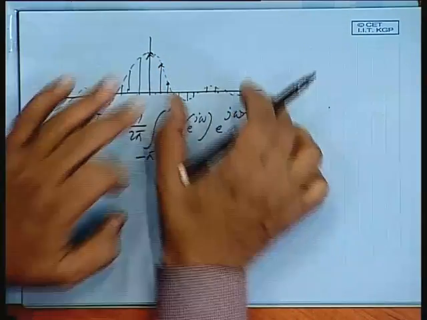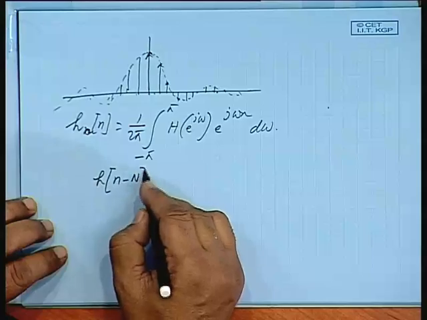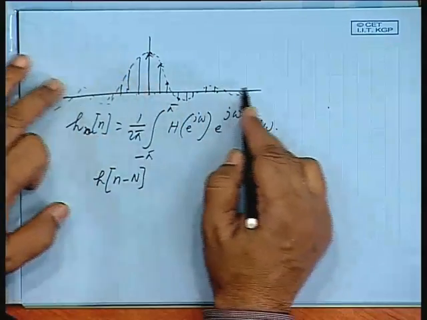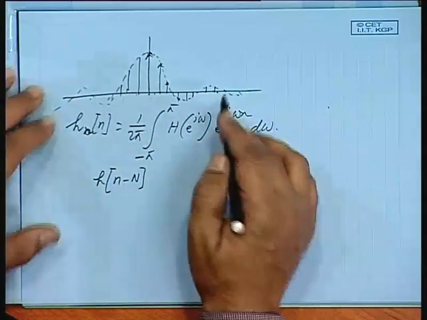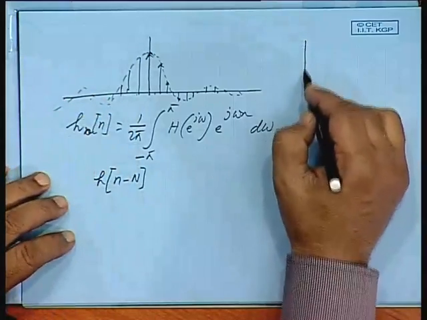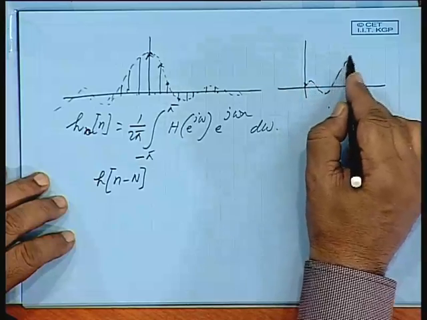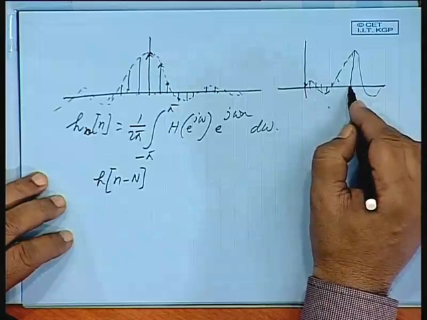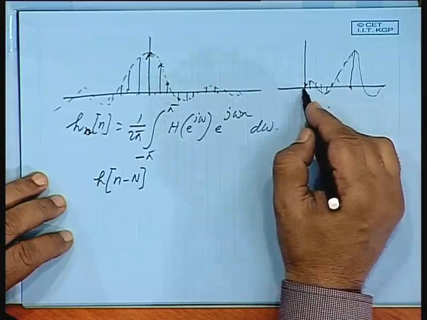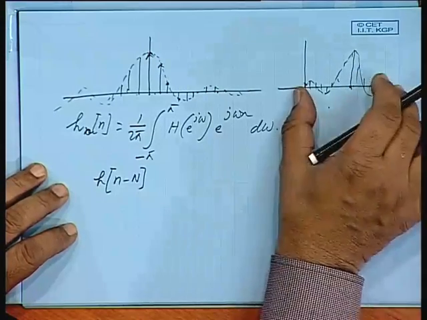Now, if I give a shift of 10 steps, what happens? The h n that I have got is non-causal, it extends on the left hand side also. If I give a shift of 10 steps, then I will get a causal sequence, and the sequence looks like this. The center goes to the 11th position. So, there are 10 values below this, 10 values above this, and I get a symmetric sequence like this.